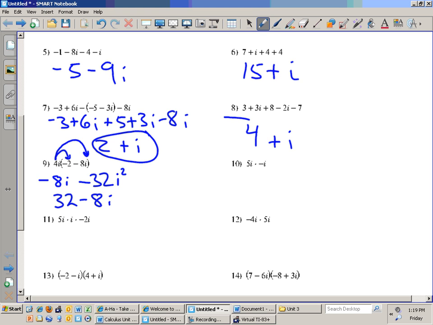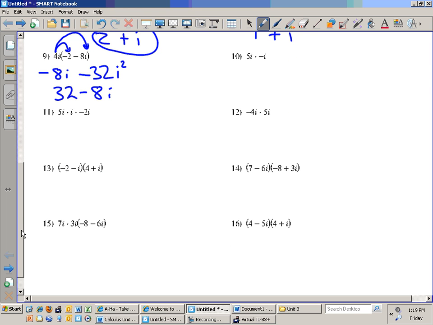So back to the problem we were working on. Does everybody see that this becomes a positive 32? Because i squared is negative 1. And negative 1 times 32 will be a negative 32. So it'll be a minus a negative 32, which gives you positive 32. That's i. That's an i.